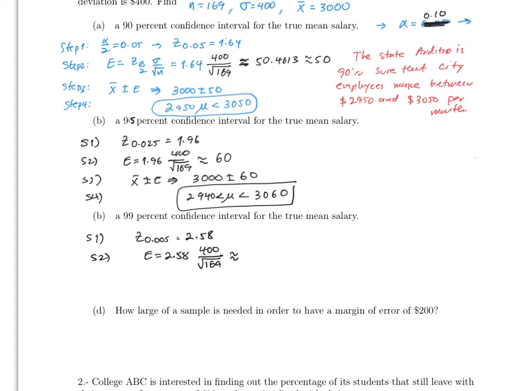And how much is that? 79.38. Okay, so let's go with 79. And then step 3, x bar plus or minus E, which will be 3,000 plus or minus 79, and it's the same story. So this will be 3079, and then you subtract, this will be 2921. Yeah. And 2920, yes. You're right.